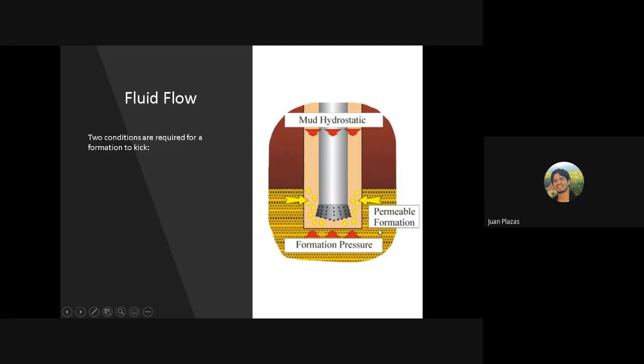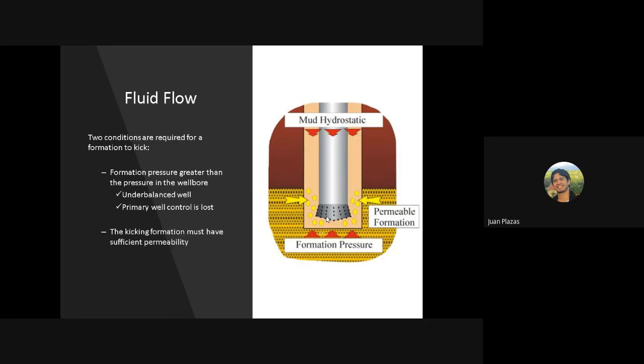The first condition is we need an underbalance condition. Underbalance condition is when we have here formation pressure and hydrostatic pressure, and formation pressure is higher than hydrostatic pressure. So one condition is the underbalance, and the second condition is enough permeability.